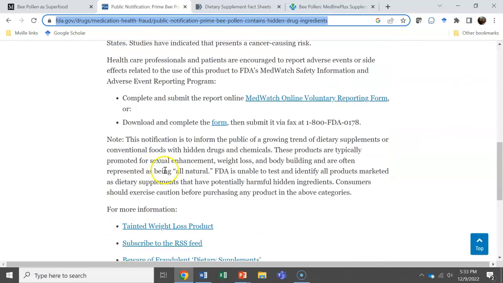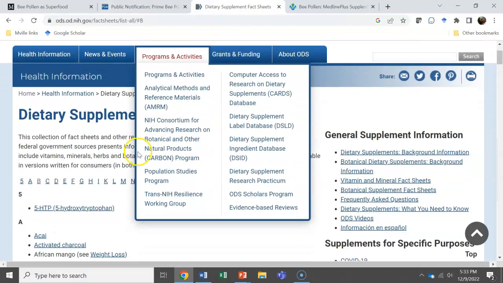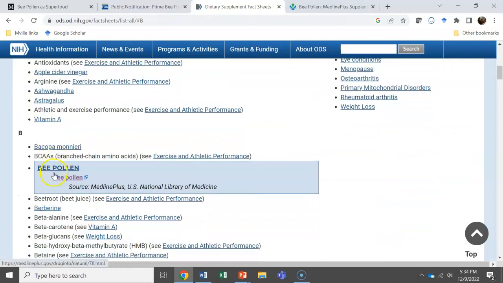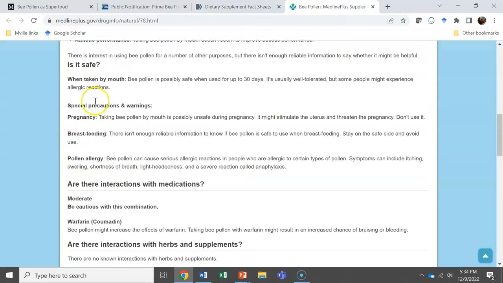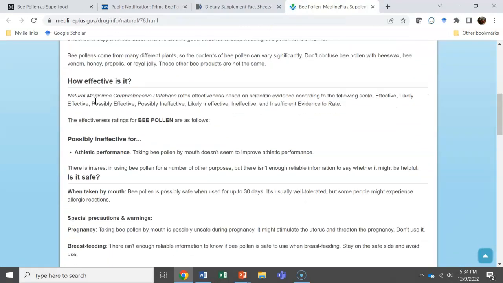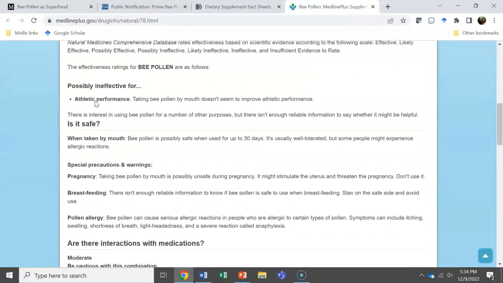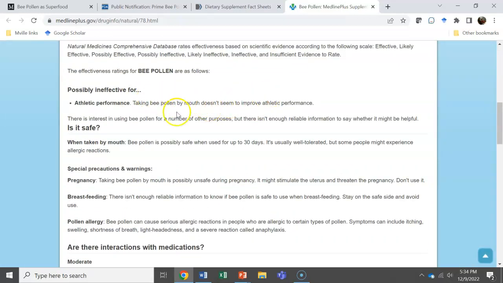Again, all the claims they make, if we take a look at the dietary supplement fact sheets, and we look at bee pollen as well, so this is through ODS, which is another good place to look, and we click there, it takes us to Medline Plus, and that's a .gov site. This is a good site to look at too. If you go down through here and look at bee pollen, it will show you that the different ideas, like for athletic performance, it doesn't improve that.